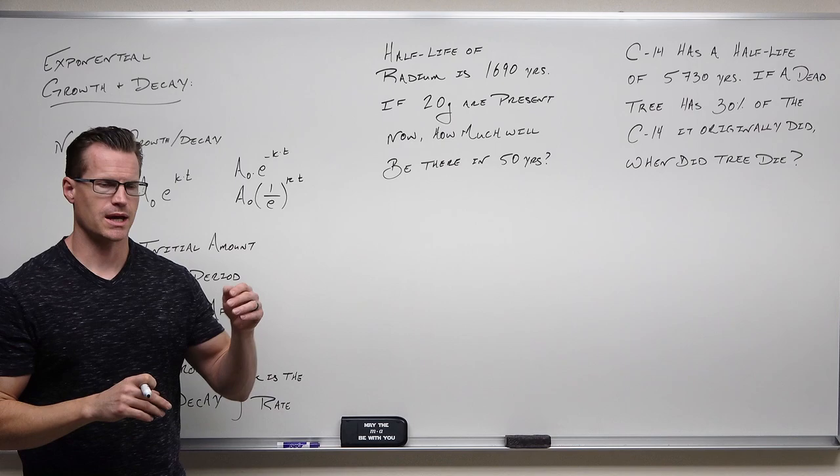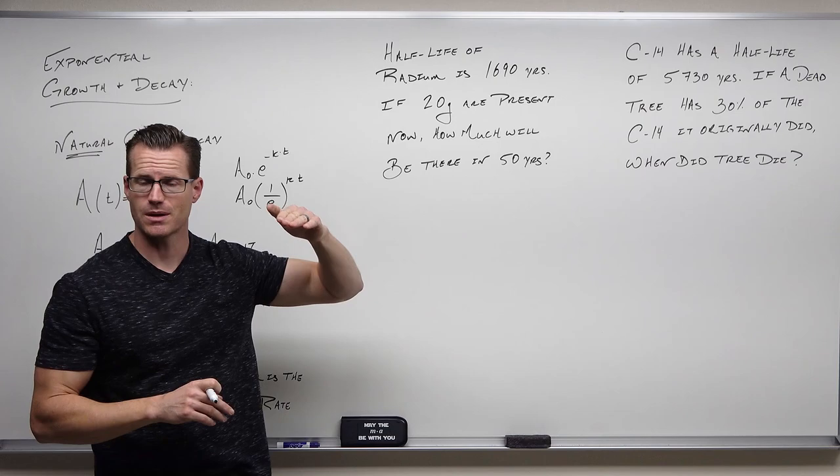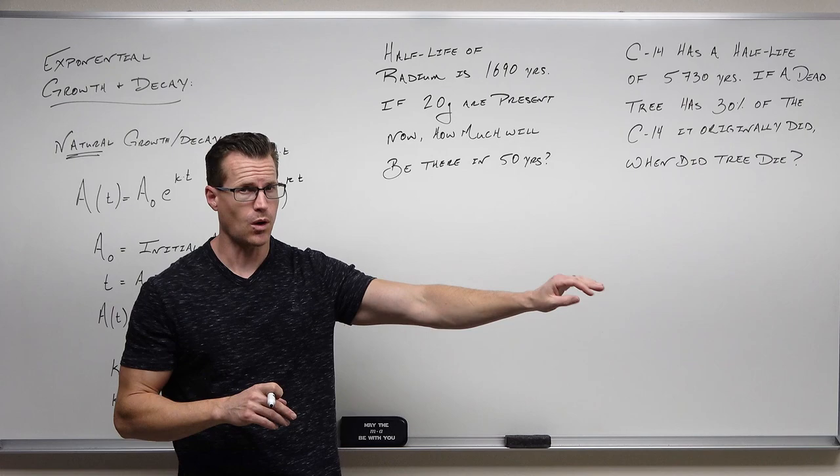You have a horizontal asymptote, don't you? So can you ever lose all of a substance theoretically? No, you'll get closer and closer to zero, but you never lose all of it. So there'll always be some left. And that's a decent way for us to date certain items.